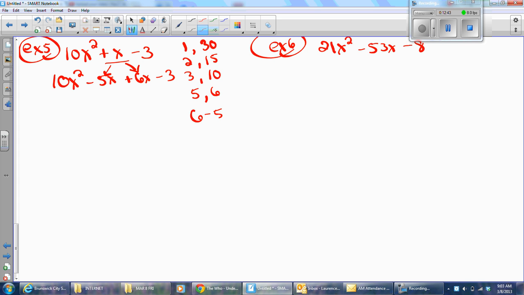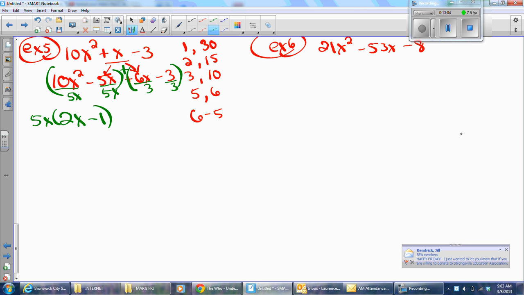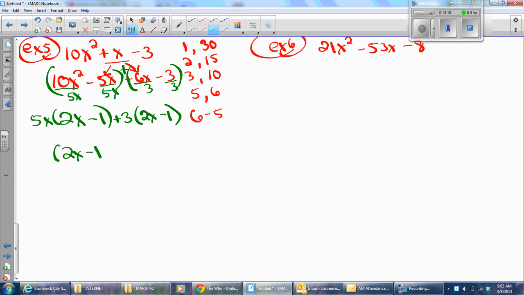Okay, going to do my grouping thing now. Group these two, group these two. My GCF is going to be a 5x. Pull that 5x out. I'm going to have a 2x minus a 1. GCF over here looks like it's going to be a plain old 3. And I'm going to pull that 3 out. Get a 2x minus 1. I'll get the quantity of 2x minus 1 times the quantity of 5x plus 3. And there you go.